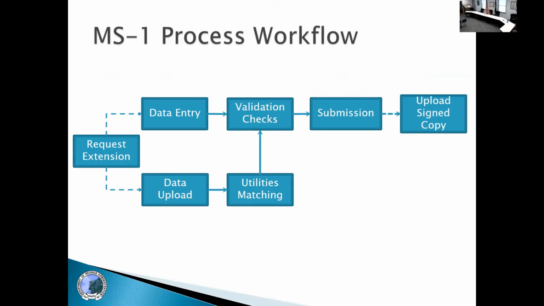There's a step there for your utilities matching. So this requires that your utility values or the names of your utilities in your CAMA match the names that DRA uses to refer to the utility. So there's a step there of matching them if they don't already line up. And then you funnel back into the validation check.